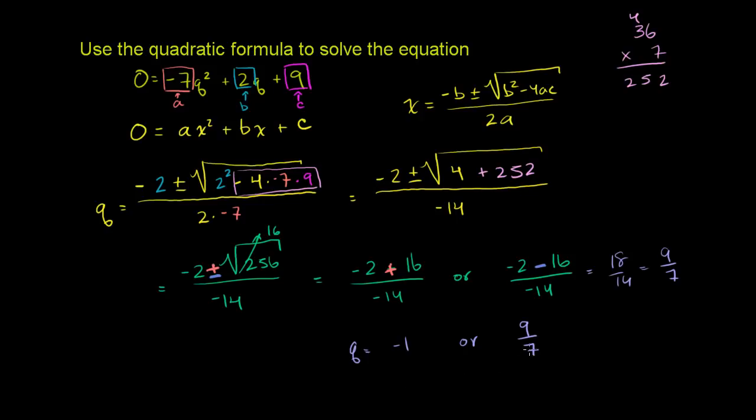And you could try these out, substitute these q's back into this original equation, and verify for yourself that they satisfy it. We could even do it with the first one. So if you take q is equal to -1, -7 times -1 squared, -1 squared is just 1. So it would be -7 times 1, right? -1 times 2 is -2, plus 9. So it's -7 minus 2, which is -9, plus 9 does indeed equal 0. So this checks out. And I'll leave it up to you to verify that 9 over 7 also works out.